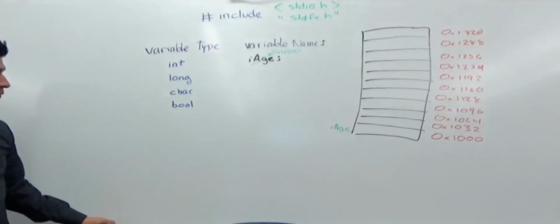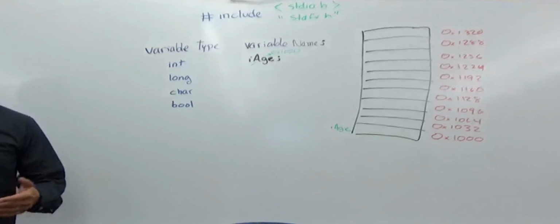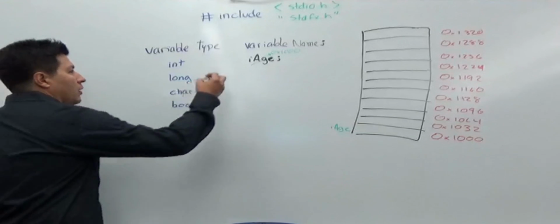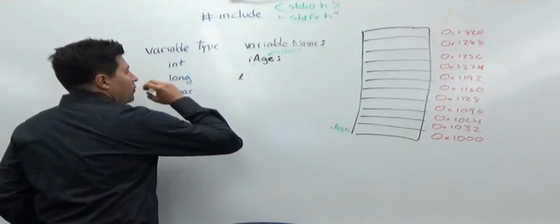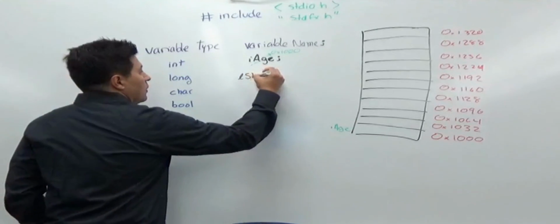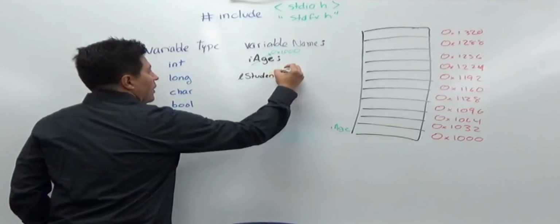So, if I say long, I don't know, we can use L, and I'm going to use student ID, for instance.